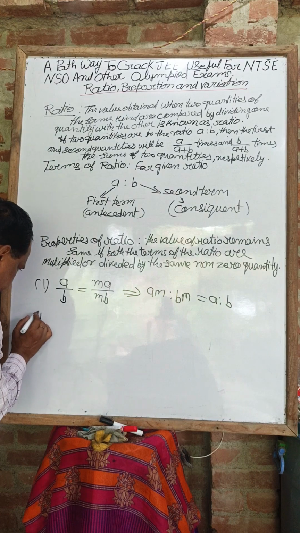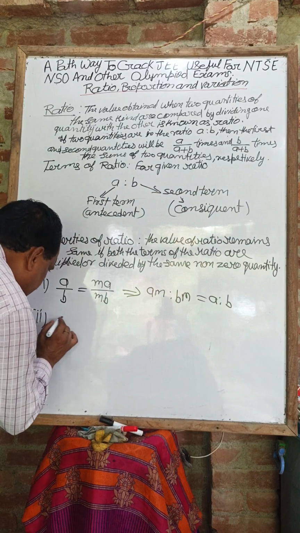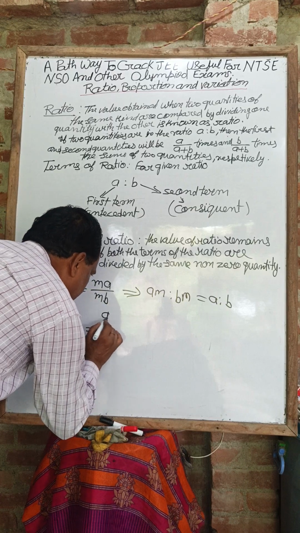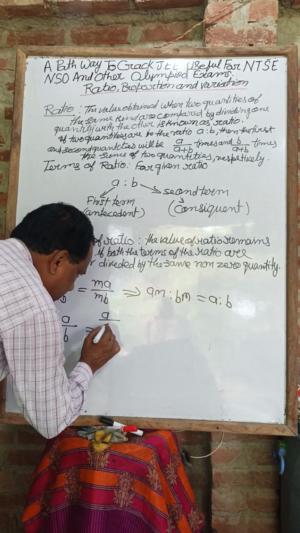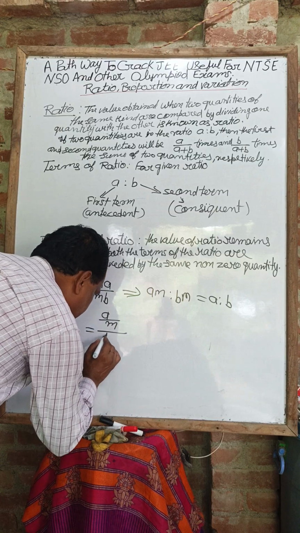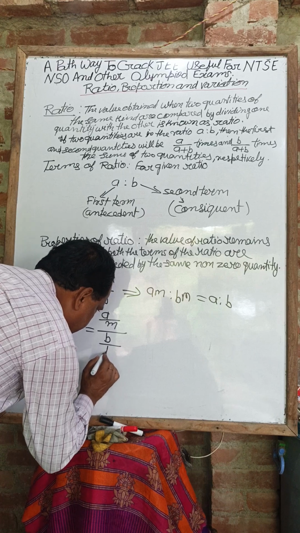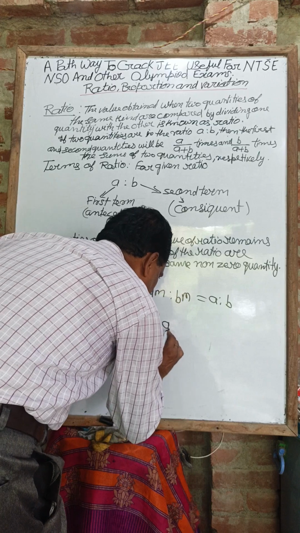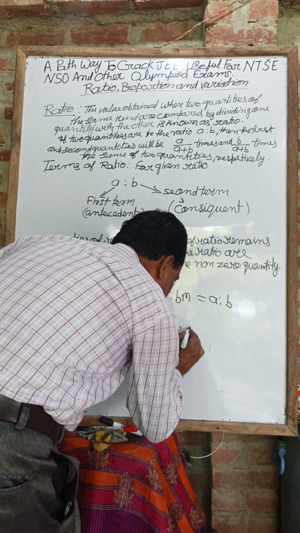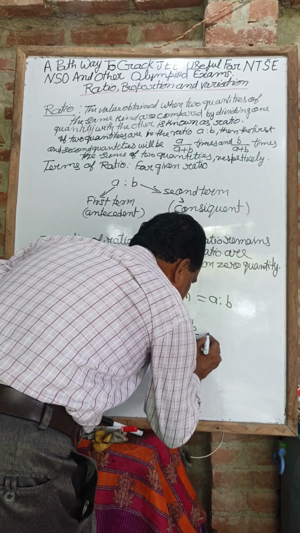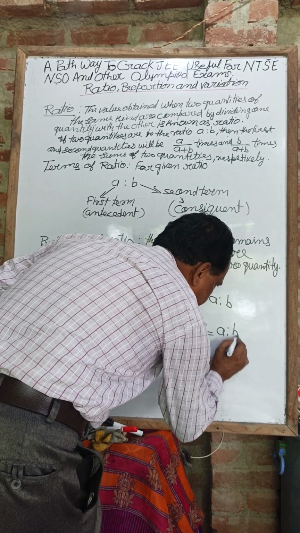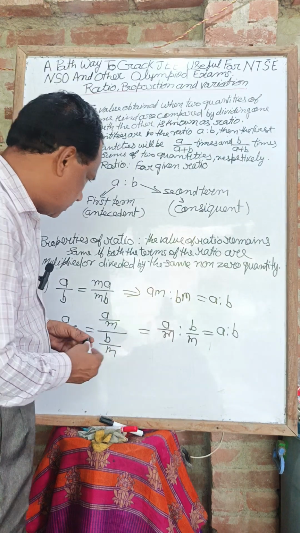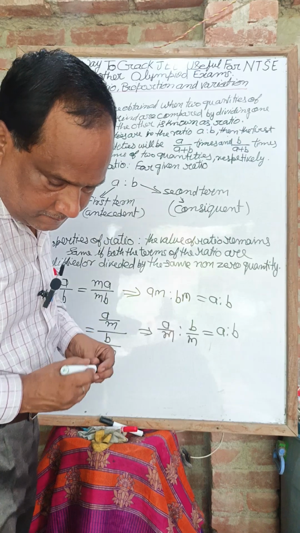Second, A is to B is equal to A upon M over B upon M, which is equal to A upon M is to B upon M, which is equal to A is to B.